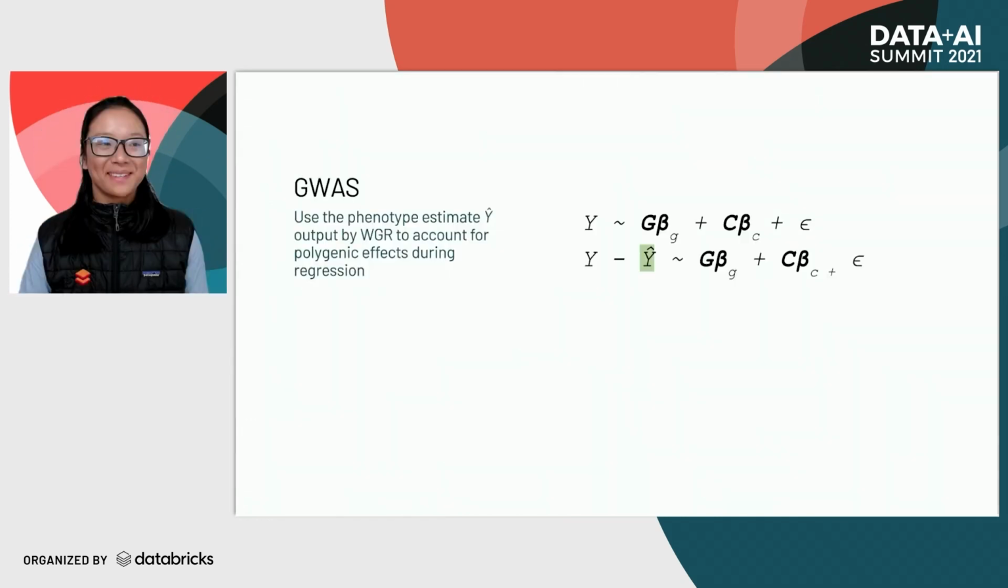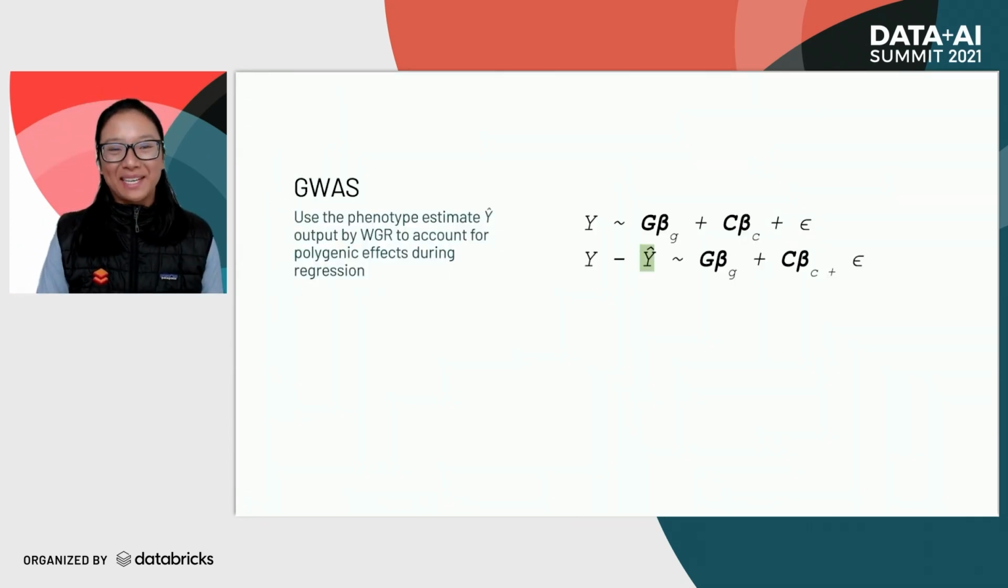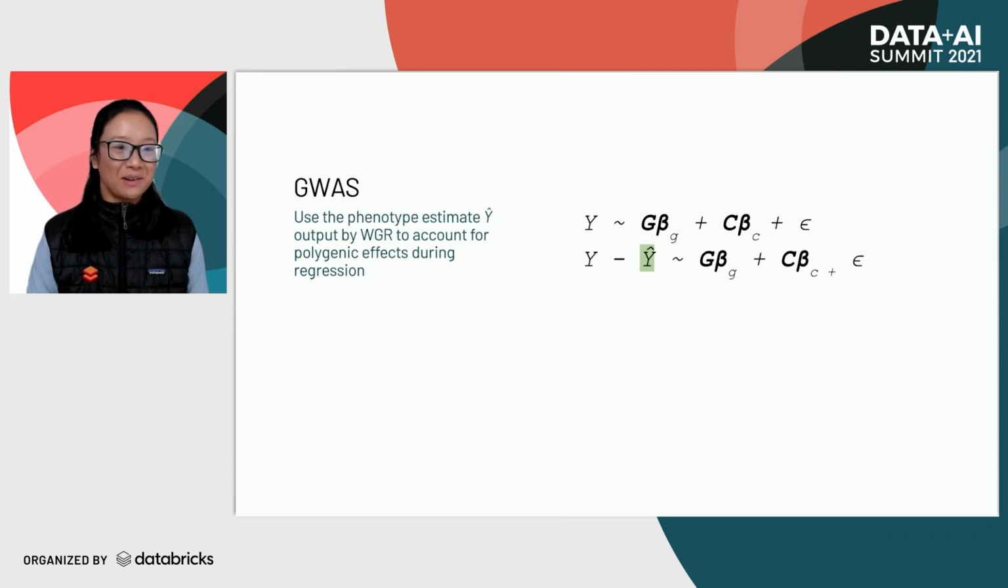Thanks, Giavash, for the deep dive into whole genome regression. I'll be taking over for the final part of the talk, which will focus on an algorithm that is a little bit simpler and less novel, but represents the step of actually identifying associations between genetic variants and traits.